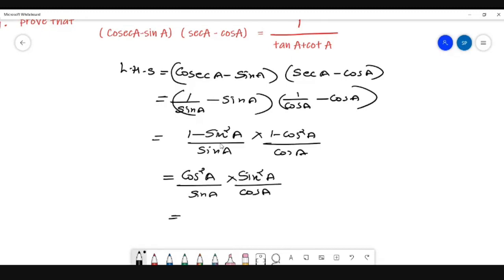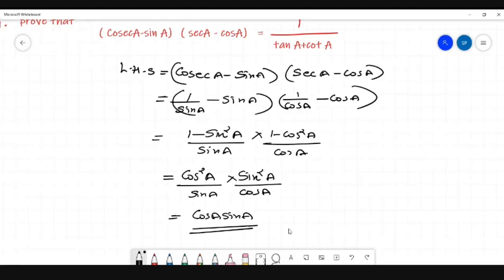That is cos square A here, cos A here. So one cos A can cancel. Sin square A is here, sin A is here. So one sin A gets cancelled. So we get cos A into sin A. We cannot simplify this one again. That is the simplest form.